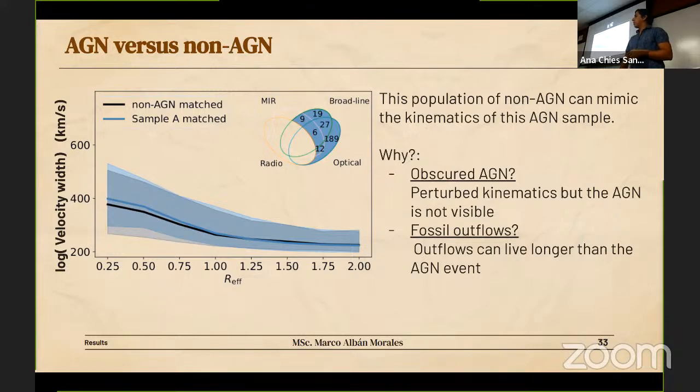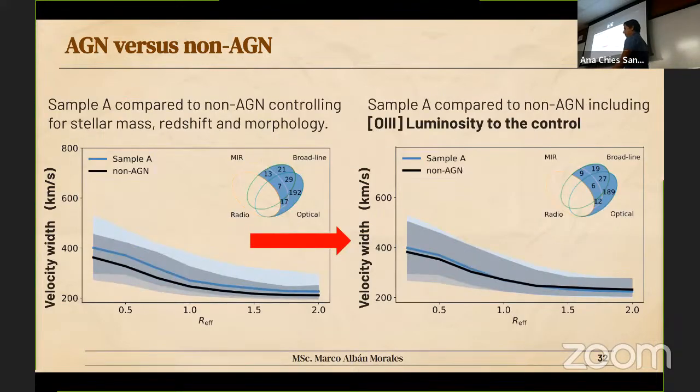I don't understand how they got closer together. What happened from here to there? I also matched the O3 luminosity. Oh, you matched them? I also created a control sample to make them have the same O3 luminosities. But the O3 luminosity comes from the AGN.